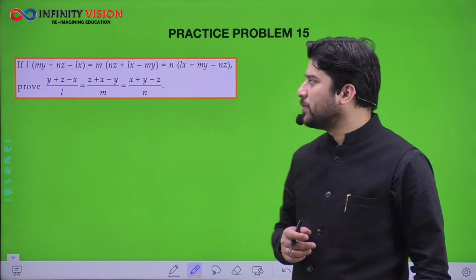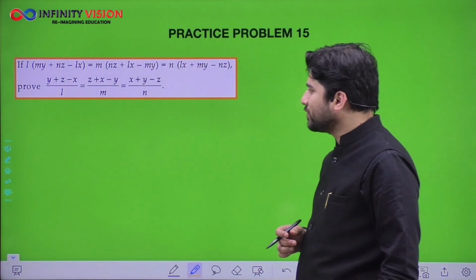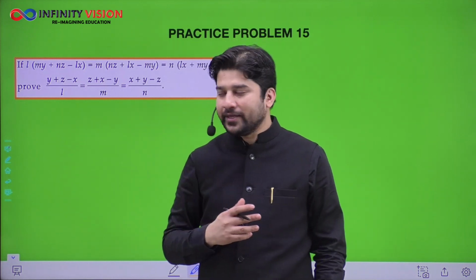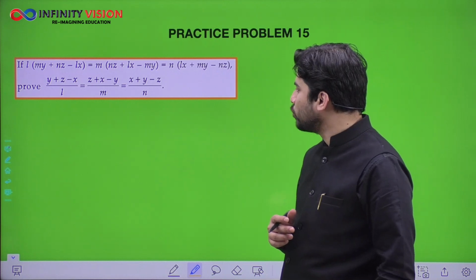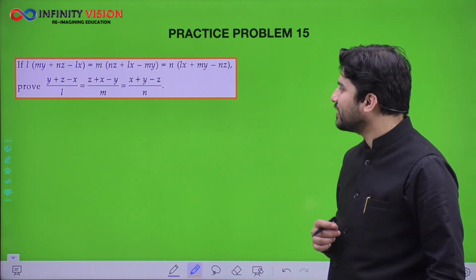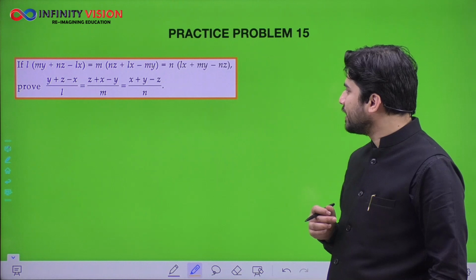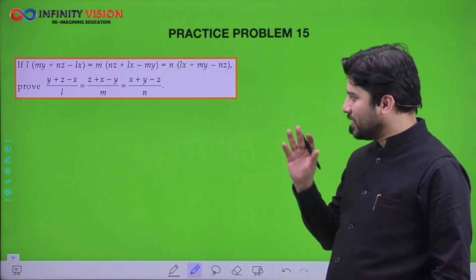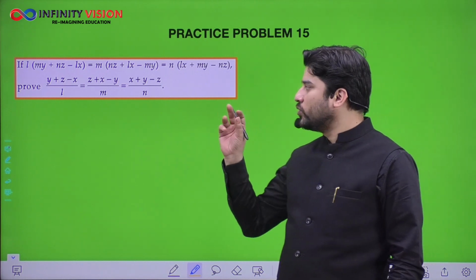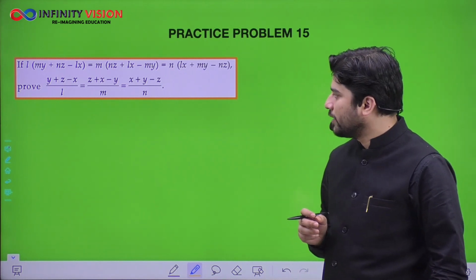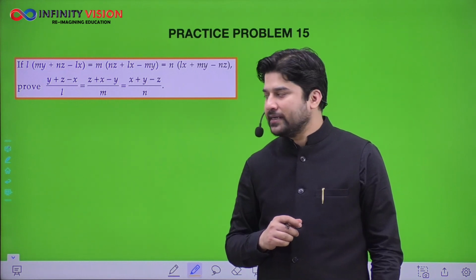Let's see our next problem, that is practice problem 15. The question reads, if l into my plus nz minus lx equals m into nz plus lx minus my equals n into lx plus my minus nz, then you have to prove that y plus z minus x upon l equals z plus x minus y upon m equals x plus y minus z.